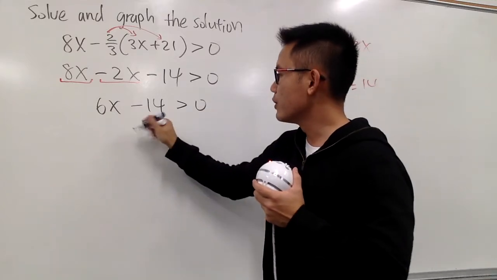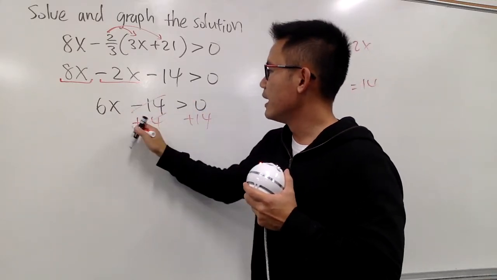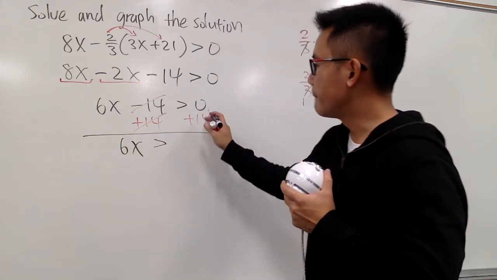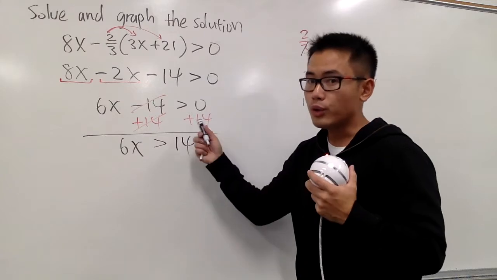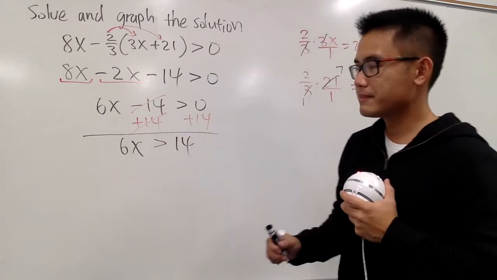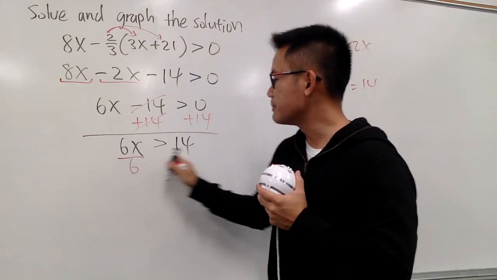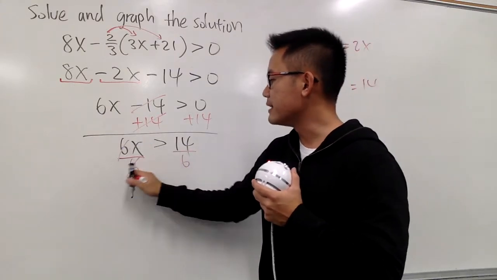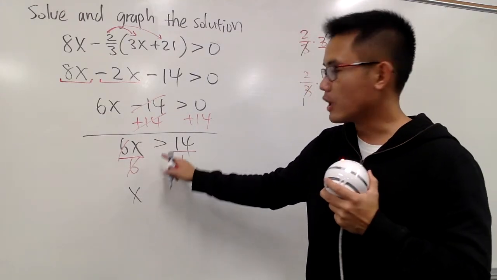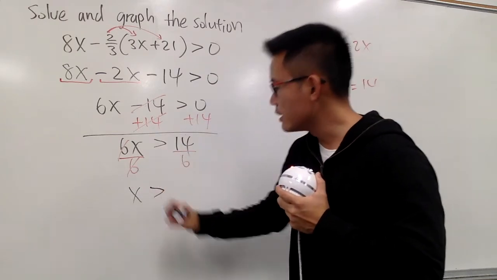And now, let's just go ahead and add a 14 on both sides. And we will have the 6x greater than positive 14. We don't have to switch the inequality because we only add the 14, right? At the end, this is 6 times x, so we will have to divide both sides by 6 to get the x by itself. And you see, this 6 is only positive 6. So we don't have to switch the inequality. So we keep it as how it is.